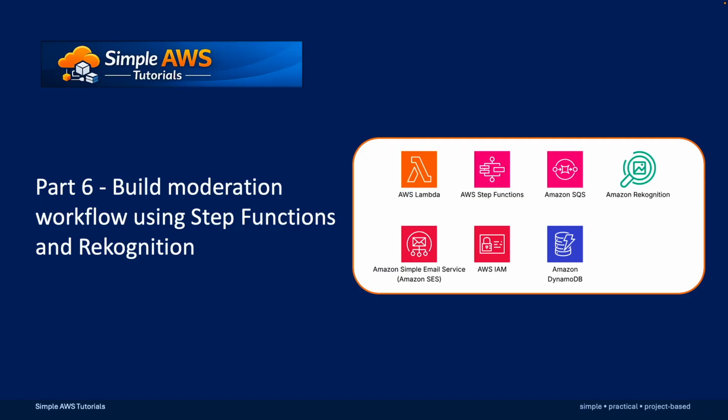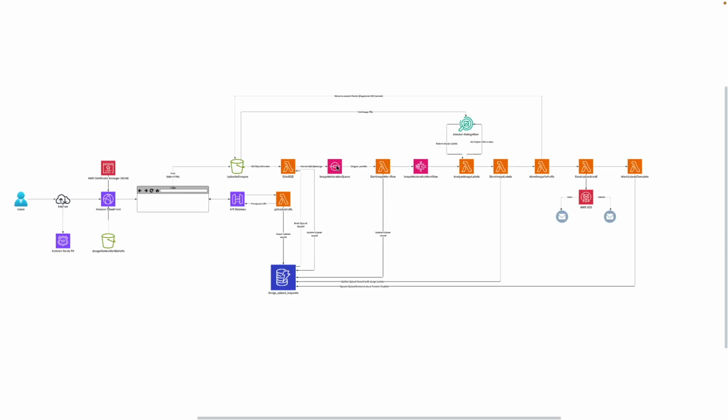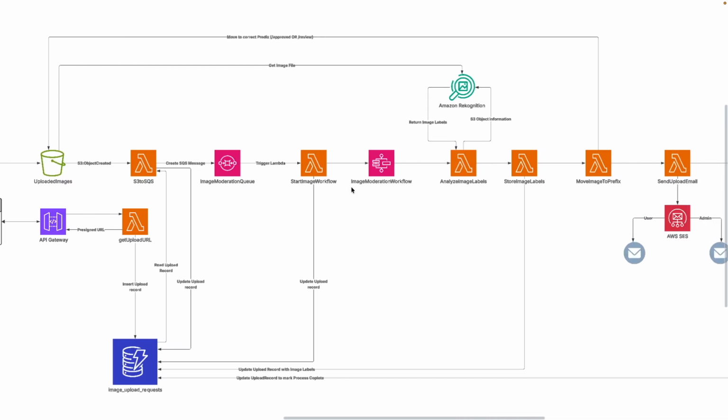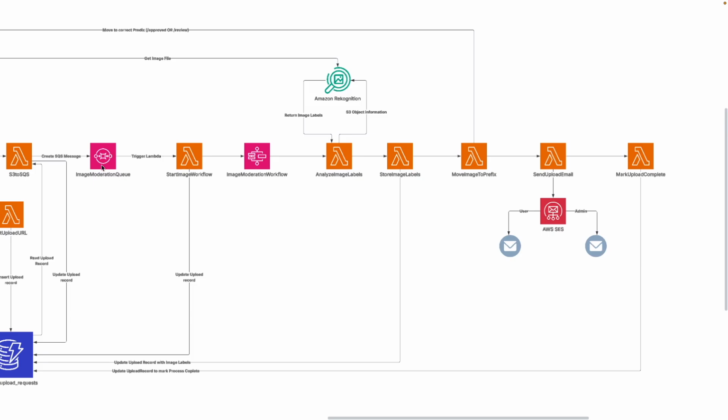Okay, so let's take a look at our architecture diagram to see where we are in building this application. So we have done until this part where we are creating an SQS message when an image is uploaded from the user, and that message is residing in our image moderation queue. In this part, we are going to build everything that is on the right side of this SQS queue.